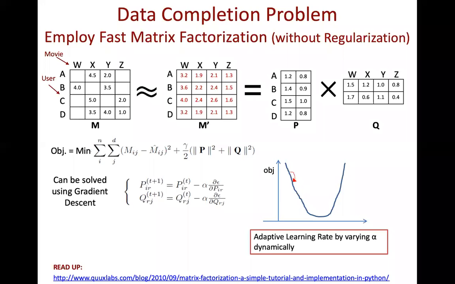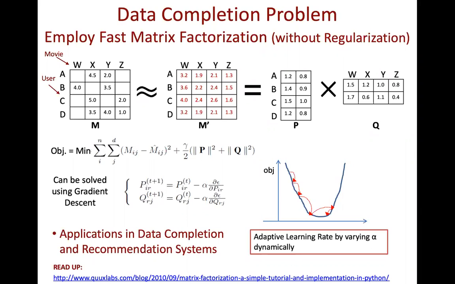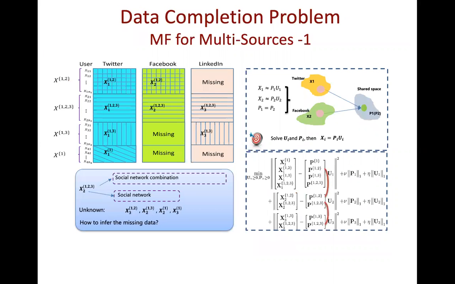Now, if you go back to the original problem, we want to address our multi-source learning problem here, right? We have Twitter, Facebook, LinkedIn. We have different groups of people with blockwise missing data. You can see there's missing data. We can actually use matrix factorization as well, not just to fill up the data, but also to make sure that the sources are consistent with each other, right? And that is already called regularized matrix factorization.